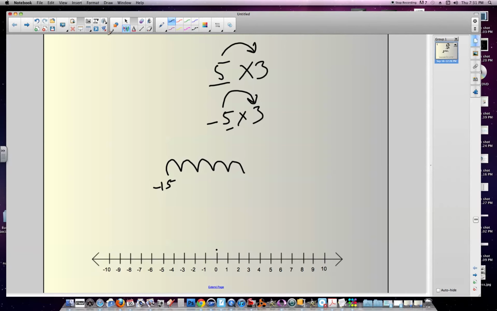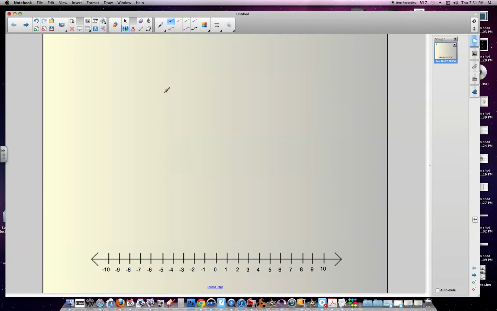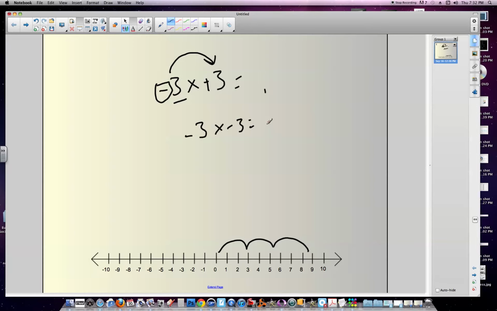This is true for when we have two negative numbers multiplied by each other. If I said negative 3 times negative 3, then that means do the opposite of going to the left 3. So I need to remember, this says do the opposite of this. So I'm going to the right 3 times. So 1, 2, 3. This would equal negative 3 times negative 3 equals positive 9.